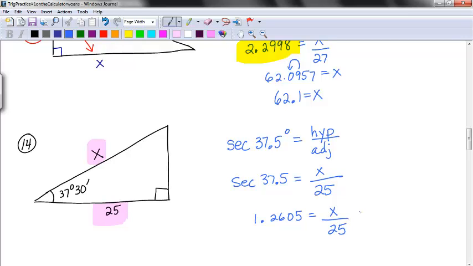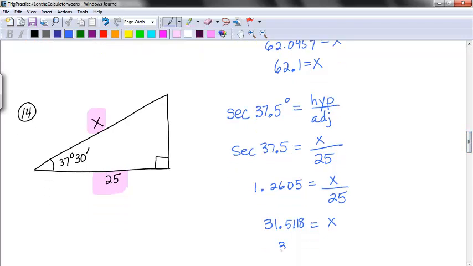Now you want to solve for x. Do the inverse, multiply by 25 on both sides. So x equals, on your calculator, take it times 25. And they want it rounded to the nearest... I'm going to write it out so anybody taking notes can follow. Then you round it to 31 point, you'd look at that and round it to 31.5.